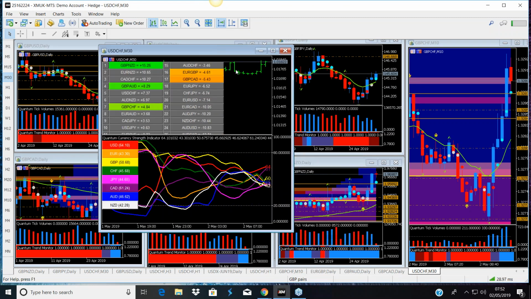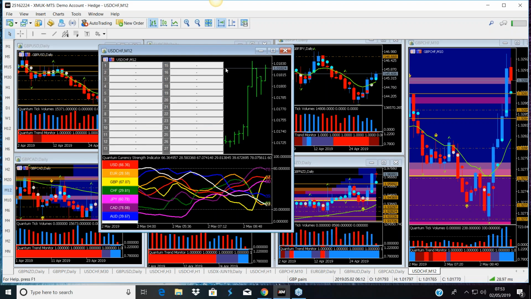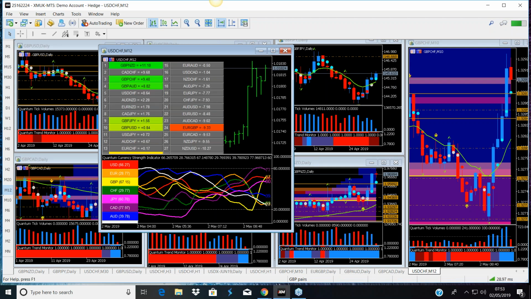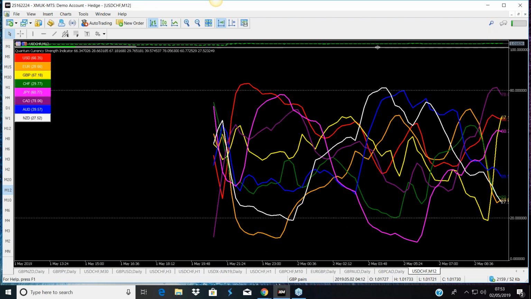The only thing about the docking is when you push it back into your profile, you have to undock it, and then allow it to. Then you can change the time frames. There we are. This is the 12-minute. Here we are. Okay, let me just move that out of the way.